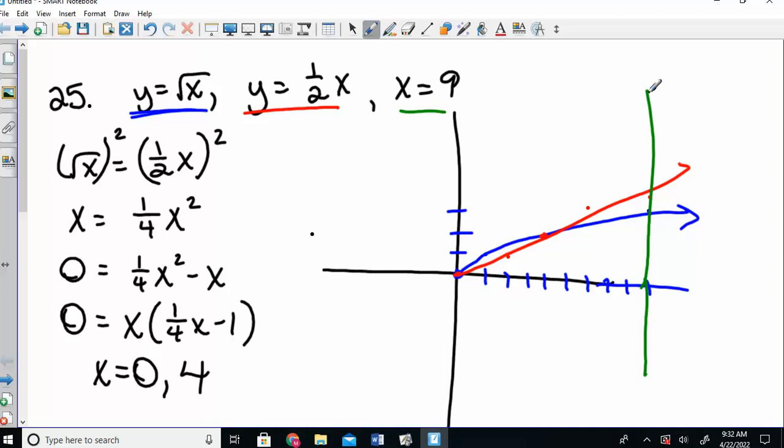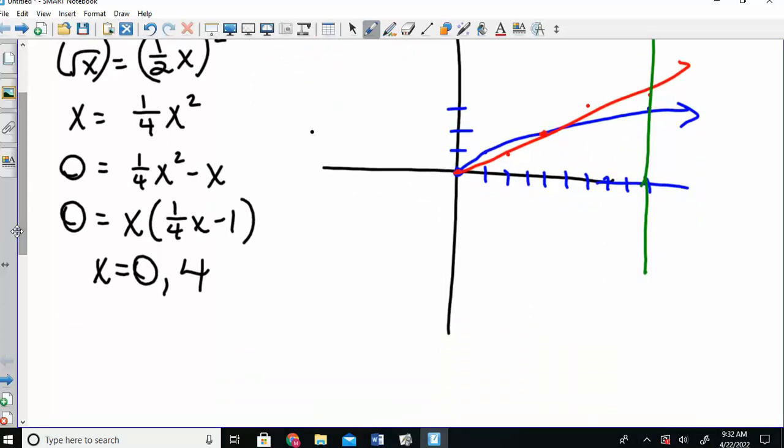So when we integrate, the top curve switches. So we're going to have to break this up. So I can start out and go from 0 to 4. Between 0 and 4, which curve is on top? The square root. So the square root of x, or if you prefer, you can write that as x to the 1/2, minus the bottom was the 1/2 x.